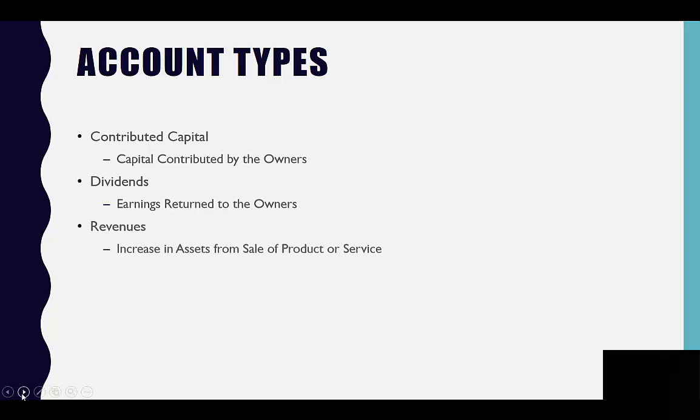Revenues are the increase in assets from a sale of a product or service. And expenses are the cost of assets consumed or services used to generate revenues. You can read more about these account types in your textbook. I will also post an additional video about these account types.